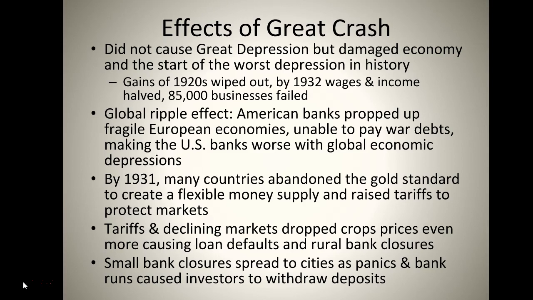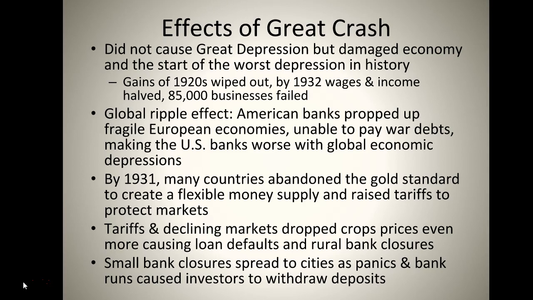All the economic gains of the 1920s are wiped out by 1932, and wages and income are cut in half. 85,000 businesses have failed by 1932, and this creates a global ripple effect, where American banks that have propped up fragile European economies are going under and demanding their payments. This tightens the economy in Europe, which spurs the rise of totalitarianism. Why does Hitler want to encourage military production? Well, because Germany's struggling financially too, like everybody else. And part of why the U.S. is not going to be as focused on the rise of totalitarianism in the 1930s is because we're trying to fix the Great Depression.